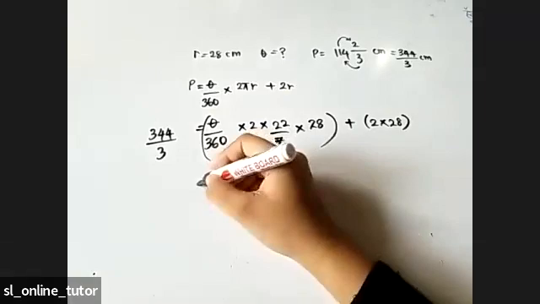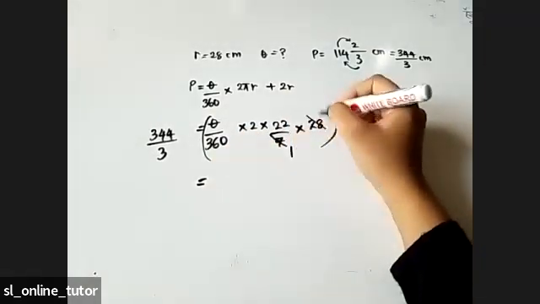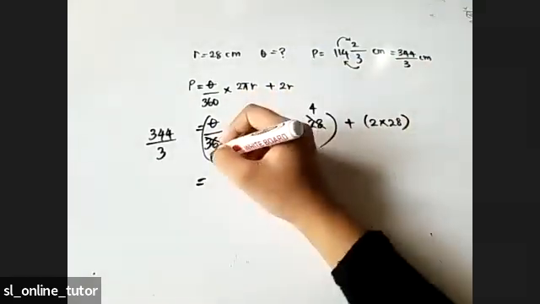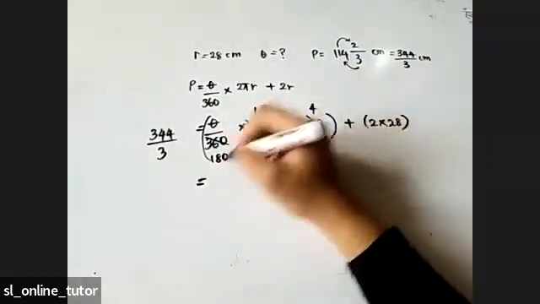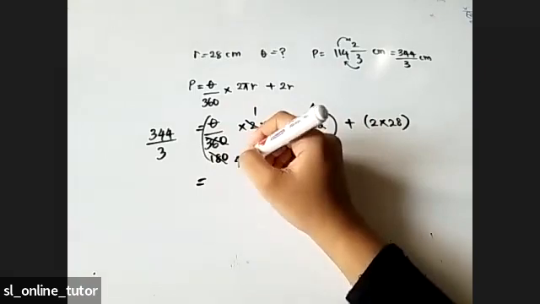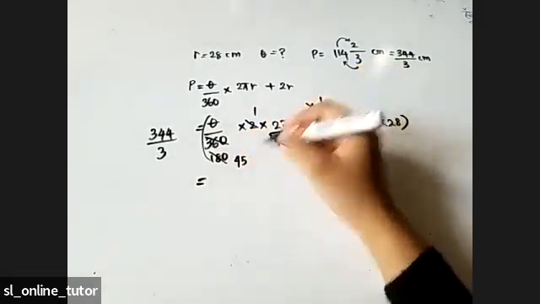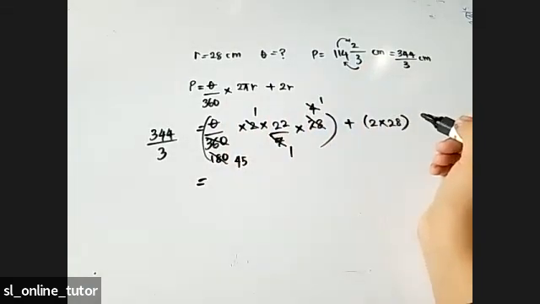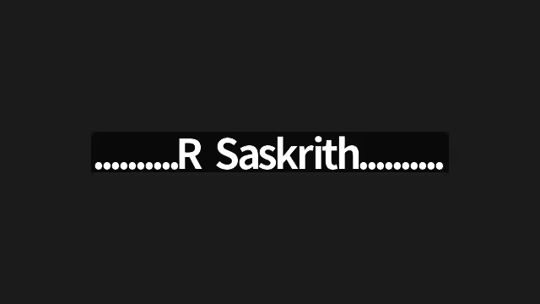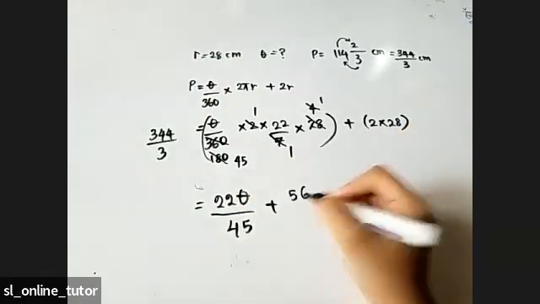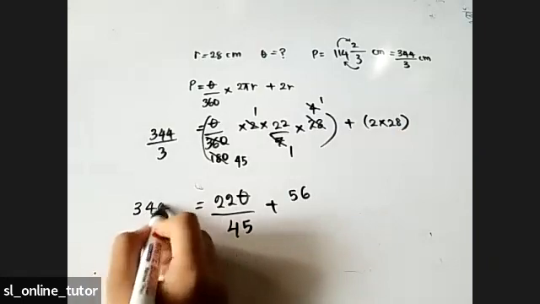Right. Now we'll solve this one. 7 times 1, 7 times 4. 2 times 1, 2 times 180. Listen carefully. This one also I can divide by which times table? 4 times table. If I divide 180 by 4, I can get 45. 4 times 45 and 4 times 1. 22 and 45, can you divide by any number? No. So you are getting 22 theta upon 45 plus 56. Here you get 344 upon 3.